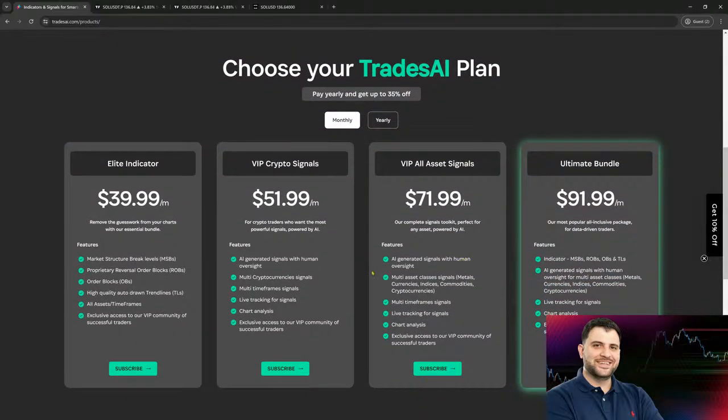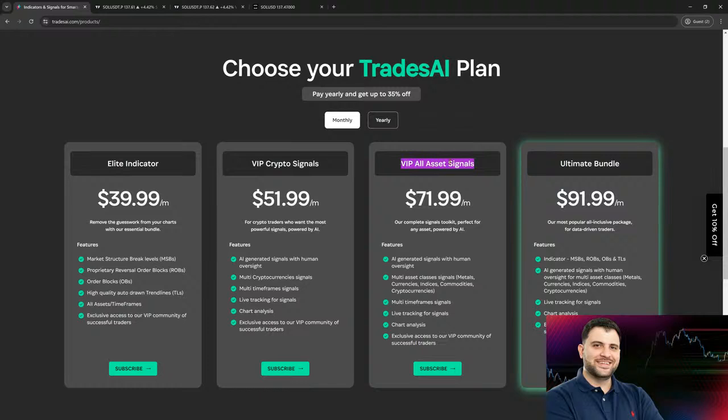These are the different plans we got. You can buy the indicator on its own, the Elite indicator. This does not come with signals on Telegram. So if you go for this plan, it's just the indicator on TradingView, which I'll go over in this stream. If you go with this plan, it's only the VIP crypto signals, doesn't have the indicator. So it's just signals on Telegram for when to buy and sell for cryptocurrencies.